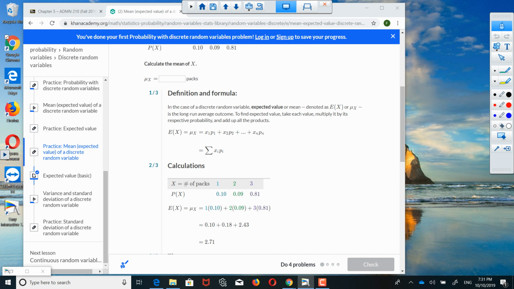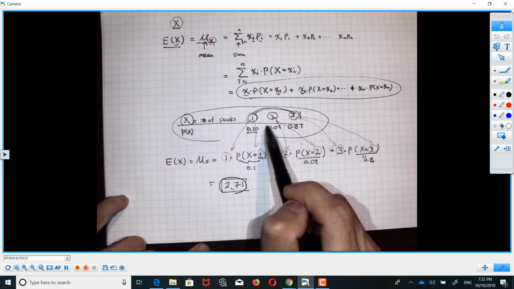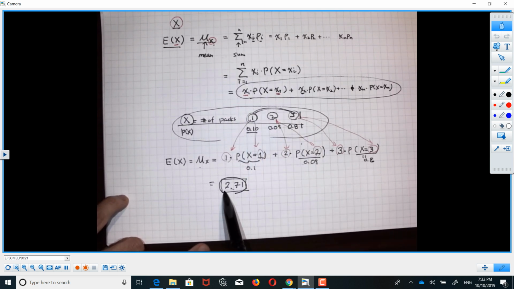But of course, the limitation is he can only buy up to 3. So the number of packs he can buy really varies from 1 to 3, but on average, he needs to buy this many packs of cards. Okay, so let me just end my lecture here.